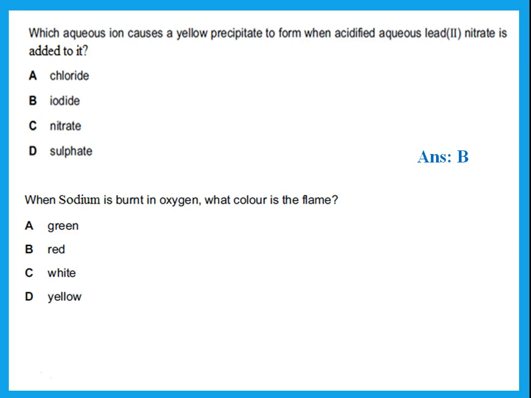When sodium is burnt in oxygen, what color is the flame? So what was the flame test for sodium? The flame test for sodium was yellow.